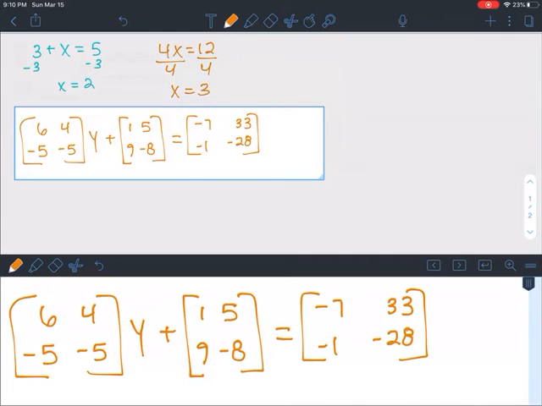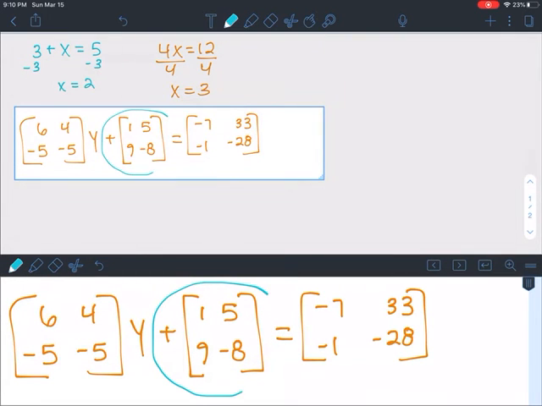I want to figure out how I would go about solving this. So this is just my basic matrix setup. I have a 2 by 2 matrix being multiplied by something plus a 2 by 2 matrix, and that equals a 2 by 2 matrix. So we're going to use that same idea of inverse operations to go about and solve these matrices. And I'm going to solve for that variable y here.